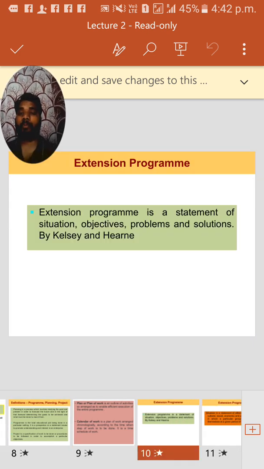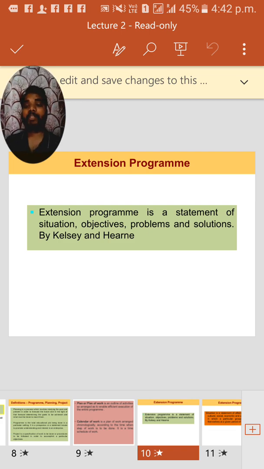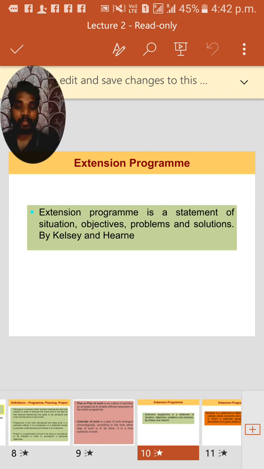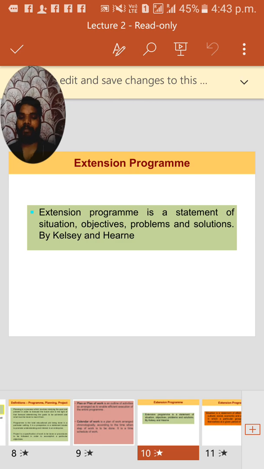Next is the extension program planning. What is extension program planning? According to Kelsey and Hearne, extension program is a statement of situation, objective, problem and solution. It's called the extension program planning. A question may be raised: define the extension program planning. You may write this definition.